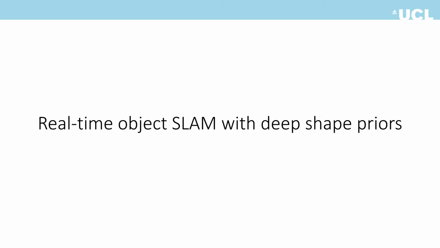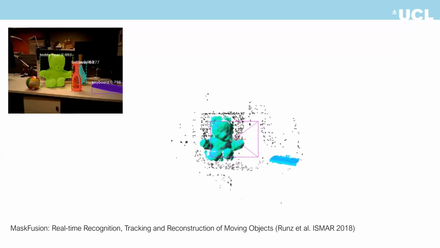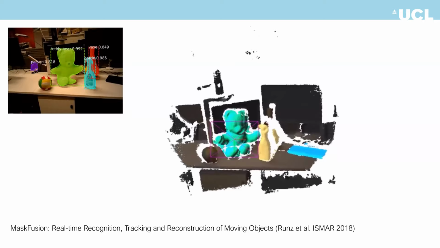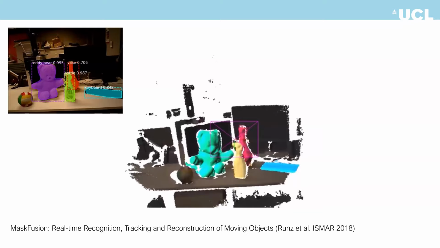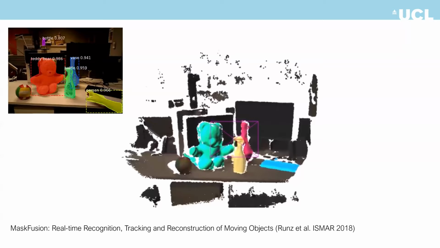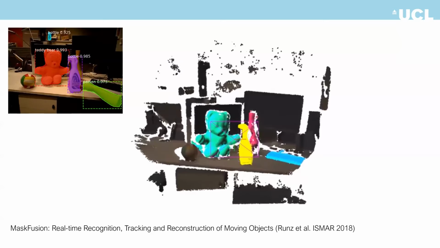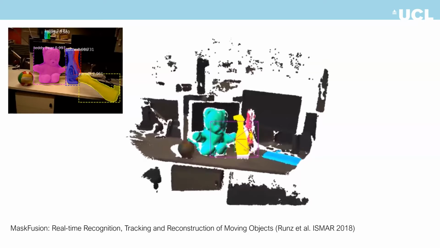Here, I would say the most popular work along this direction is MaskFusion. The idea is very simple, and the trick here is to just leverage a 2D detector. They use Mask R-CNN to get the 2D instance masks. Once you've got the 2D masks, the data association can be easily done, and you track and reconstruct each model separately. Here you can see that it works fairly well. It is able to work with multiple objects, and it is able to detect the human arm and just regard it as an outlier.